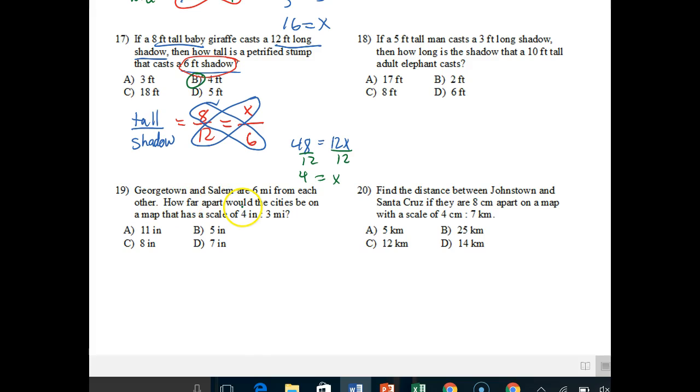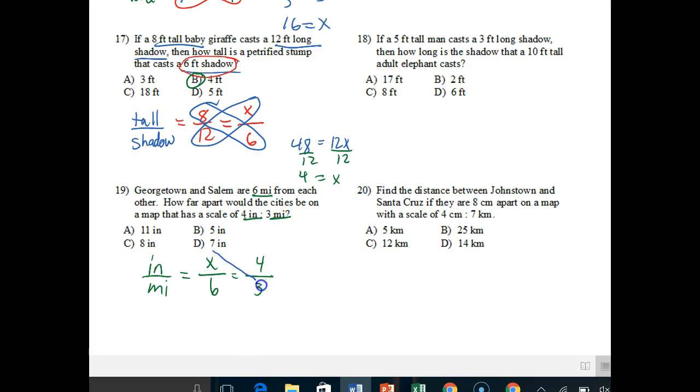Lastly, Georgetown and Salem are 6 miles from each other. How far apart would the cities be on a map that has a scale of 4 inches to 3 miles? So what am I comparing? I'm comparing inches and miles. And it's the second sentence that actually gives me my ratio of 4 to 3. So I've got to figure out the first sentence. It said 6 miles. So miles are going on the bottom. So 6 here, x there.